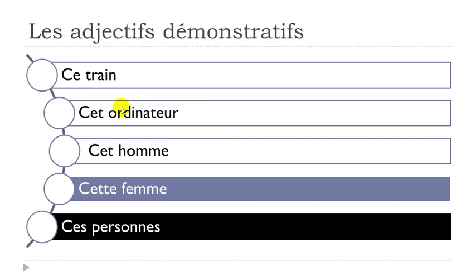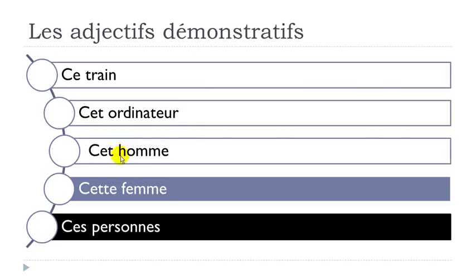Here you've got ordinateur. Ordinateur, a computer, and it's masculine, un ordinateur. But if you look carefully, it starts with O, a vowel, so you will have to take this cet form, the masculine form, but the one that we use with words that start with vowels, or H plus voyelle. So cet ordinateur, this computer, cet ordinateur. And then here we've got the word homme, man.